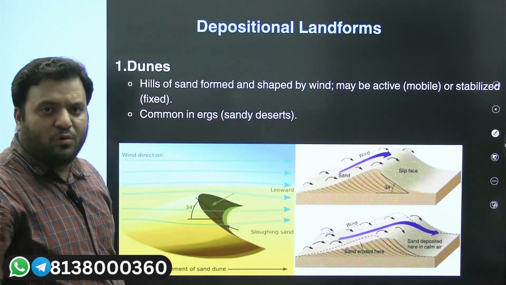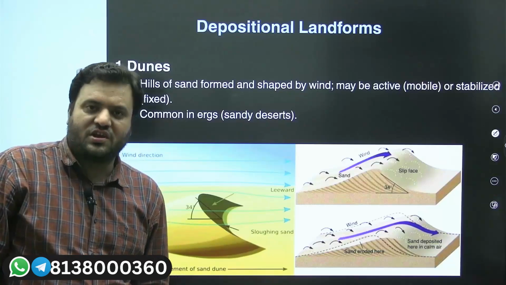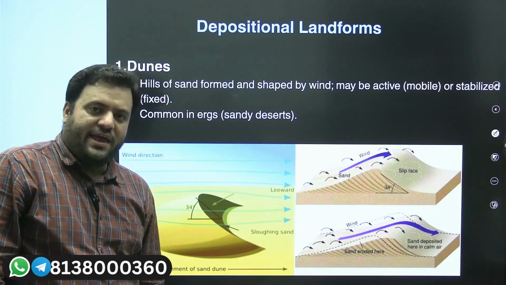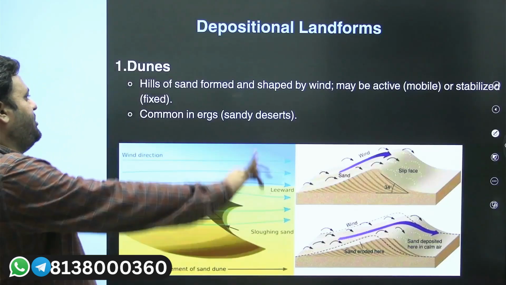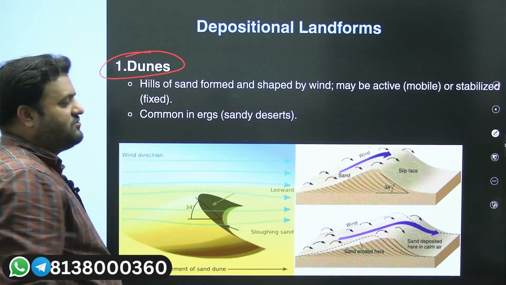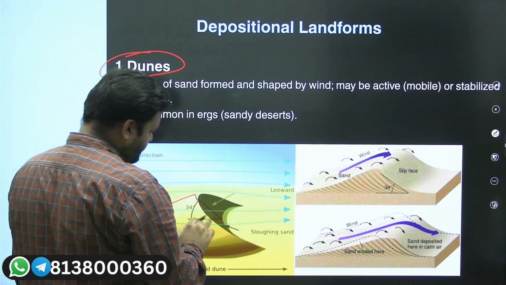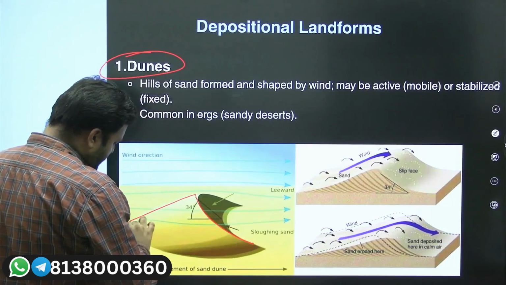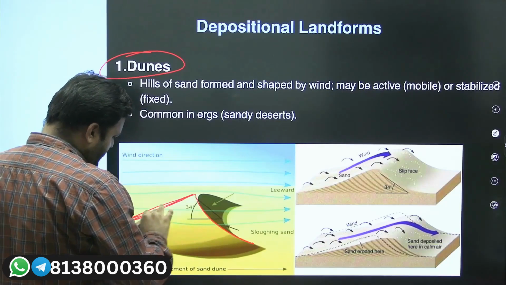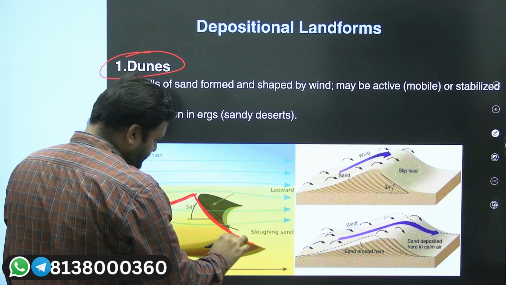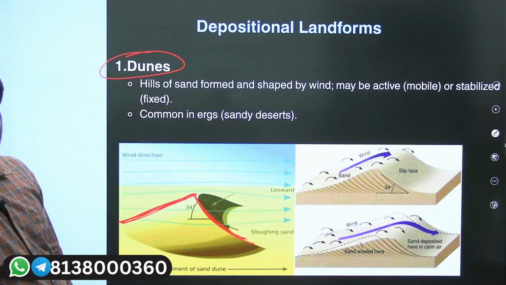Let's see depositional landforms, as a result of this Aeolian action. So dunes, what are dunes? You might have heard about dunes. They look like this. On this side we have a gentle slope, but on the other side we have a steep slope.